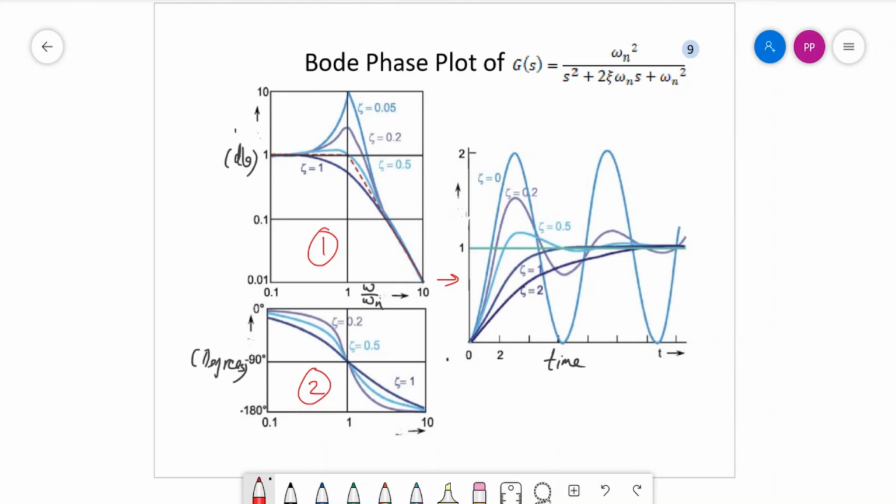But this much is for today, and in the next session we will go for examples of Bode plots for a simple integrator, differentiator, and the combination of different transfer functions.